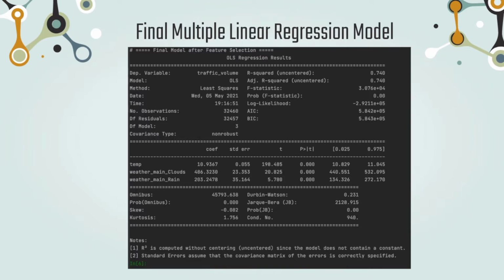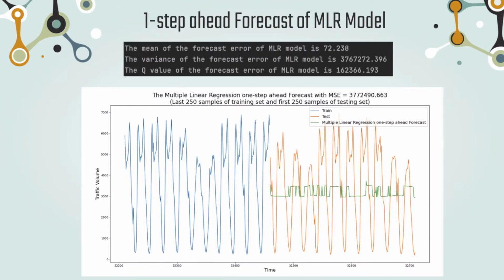The R-square and adjusted R-square are 0.74, which means 74% of the dataset fits the model. Let's take a look at the one-step-ahead forecast of the multilinear model. It's obvious that this model does not do well on forecasting this traffic volume. Let's do the residual analysis to see what happened.